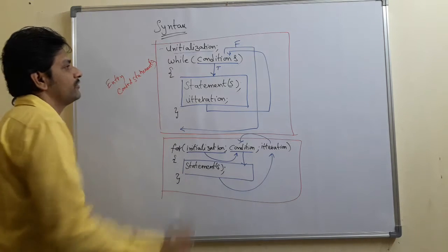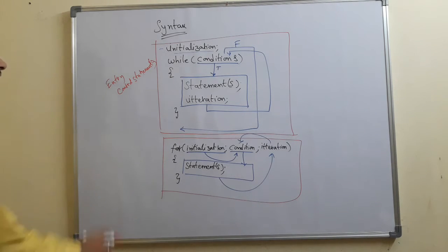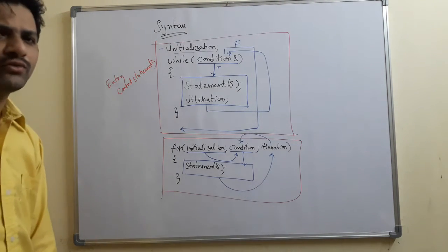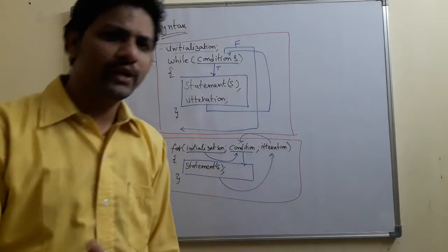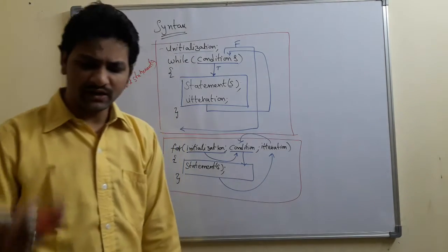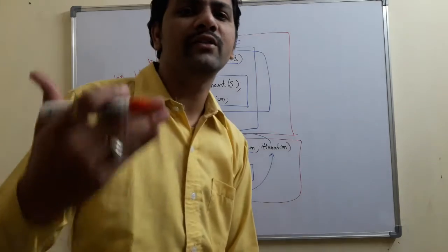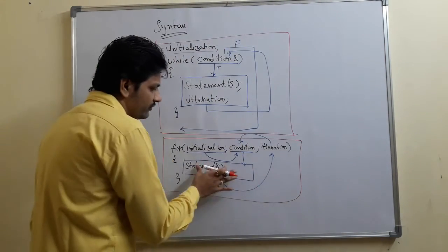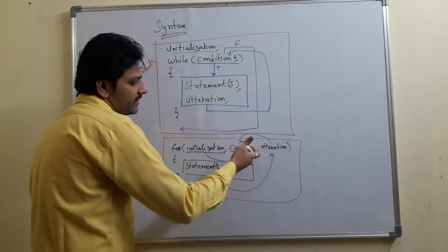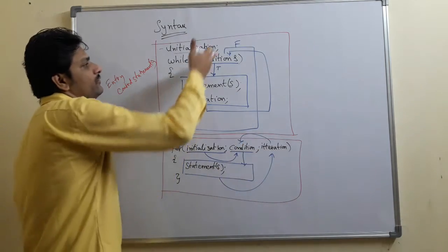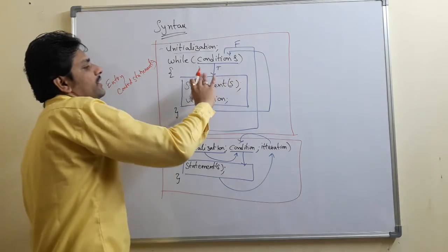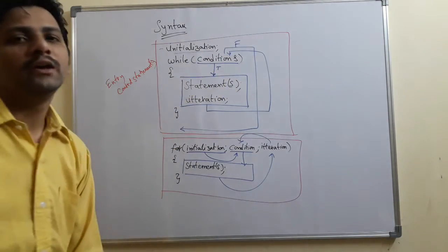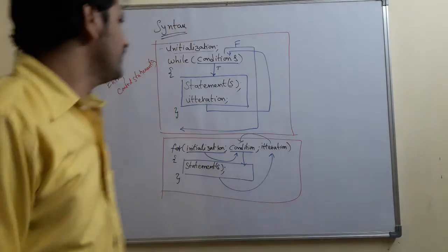So what is the difference between while loop and for loop? Both are entry control statements. Both are used to execute a set of statements until and unless a particular condition is satisfied. That means for loop is going to execute a set of statements until a condition is satisfied. Similarly, while loop is also going to execute a set of statements until a particular condition is satisfied. Then what is the difference?